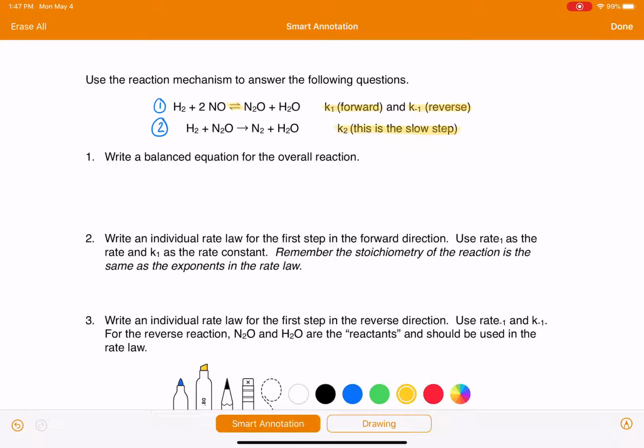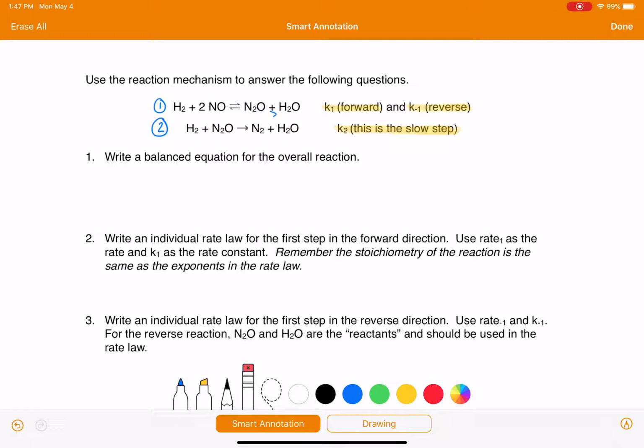So if K2 was also in equilibrium, it's not, but if it was, we would have a K2 and a K-2 for its back reaction. And you guys are smart enough to know that there isn't technically a forward or backward reaction in equilibrium. So when we say forward, we mean as it is written. So the way that the reaction is being presented to us, this is the forward reaction as it is written, and this is the reverse reaction as it is written.